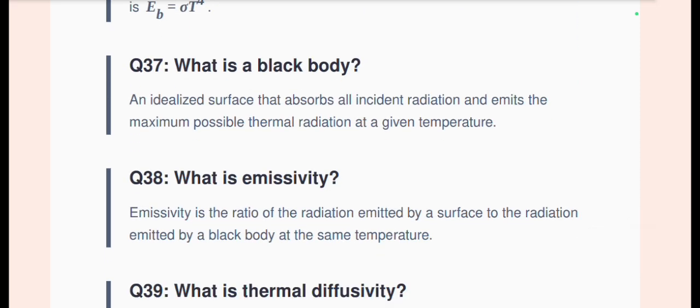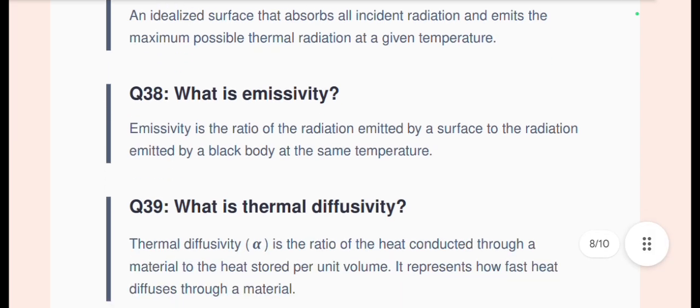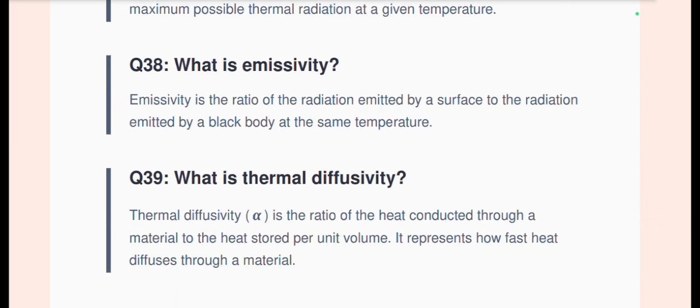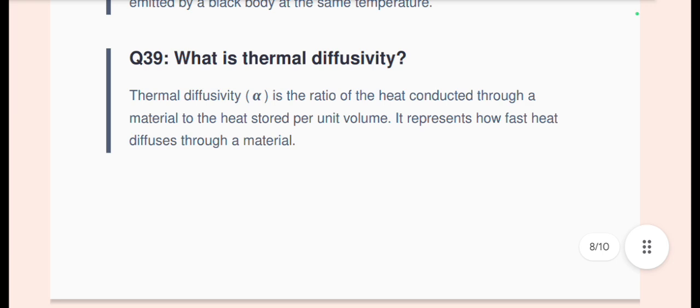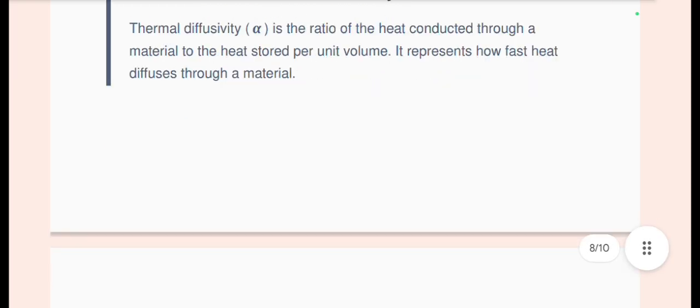37, what is a black body? An idealized surface that absorbs all incident radiation and emits the maximum possible thermal radiation at a given temperature. 38, what is emissivity? Emissivity is the ratio of the radiation emitted by a surface to the radiation emitted by a black body at the same temperature. 39, what is thermal diffusivity? Thermal diffusivity is the ratio of the heat conducted through a material to the heat stored per unit volume. It represents how fast heat diffuses through a material.